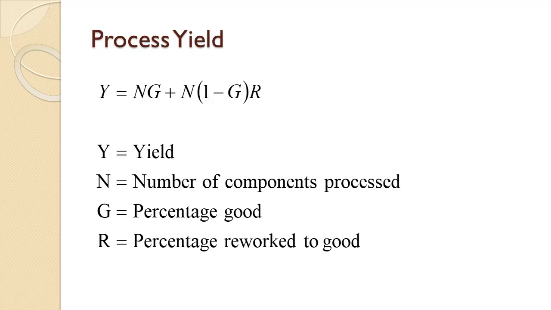The yield of a process equals the number of components processed times the percentage of the production that is good, plus the number of components processed times 1 minus the percentage of production that was good, all times the percentage of the rework that is successful. The N times G gives you the number that were processed correctly the first time. The N times 1 minus G gives you the number that need rework. Multiplying times R gives you the number of those that are successfully reworked. Adding the number correct the first time to the number successfully reworked gives you the total number produced.